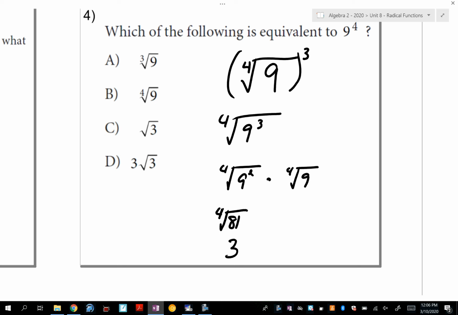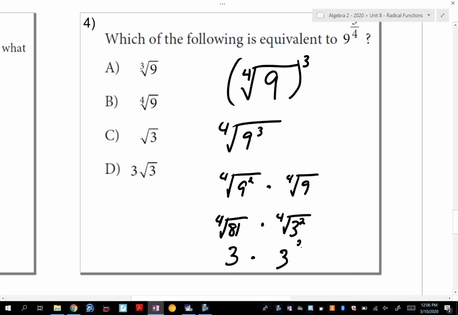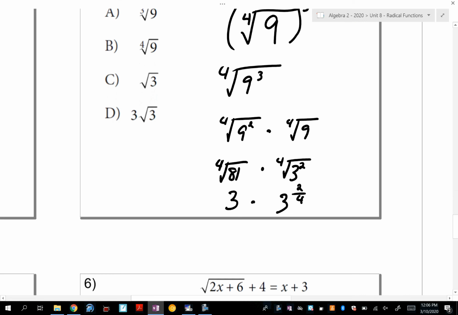Now, be careful because I don't have the answer yet. I still have this radical. Even though there's no number, what is out there? A 1. But watch what happens when I change that 9 to a 3. Everyone see I changed it to 3 instead of 9? But I wrote 3 squared because 3 squared is 9. Everyone see that? 3 times 3 is 9. Now watch how I write that. 3 to the 2/4 power. So I went back.